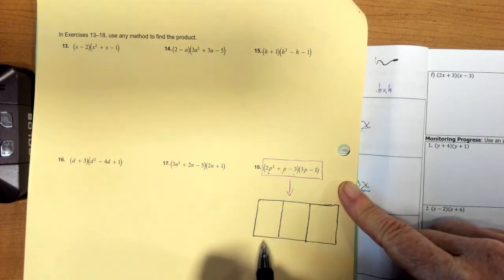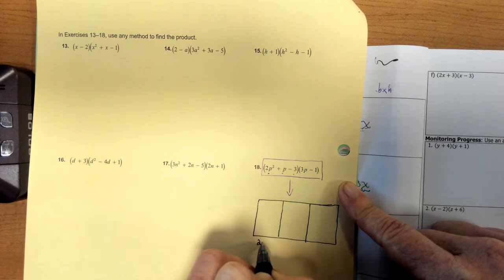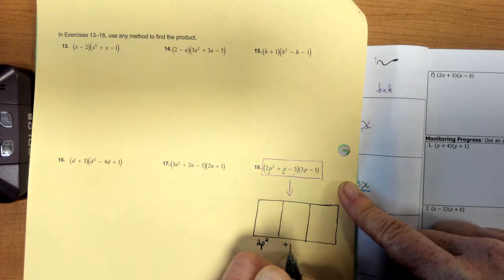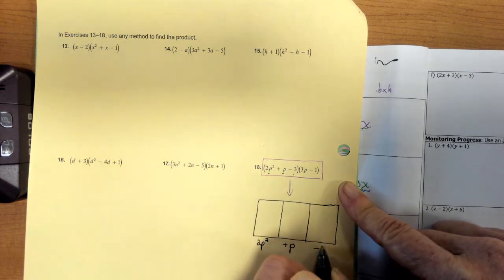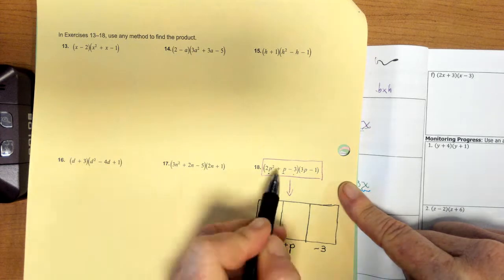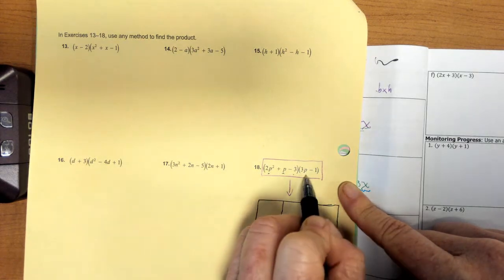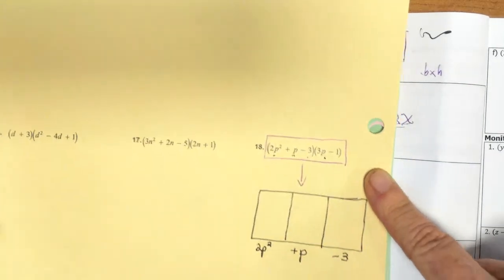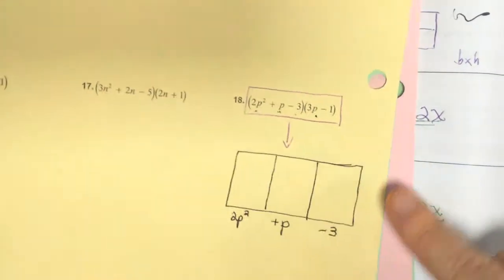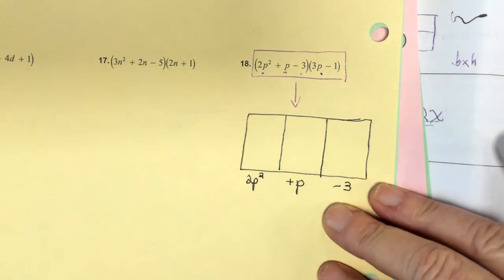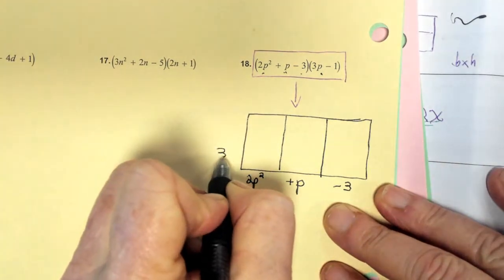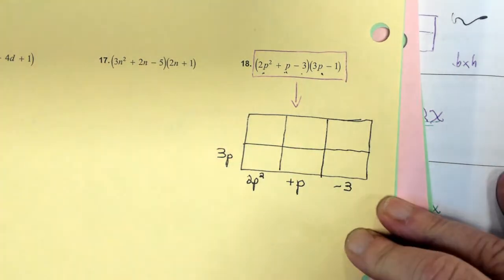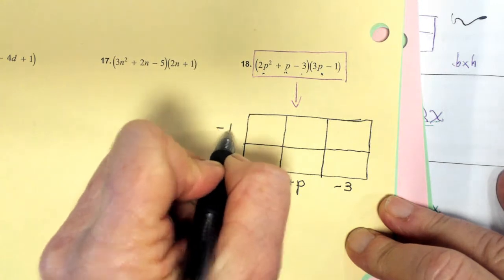And what am I going to put down there? I'm going to put 2p squared, positive p, so plus p, and minus 3. Okay, so I took care of the base. So now look at the side length. I've got 3p minus 1. I'm going to blow that up just a little bit. So take a look. I have 3p. I've got to draw my rectangle, my window pane, and minus 1.